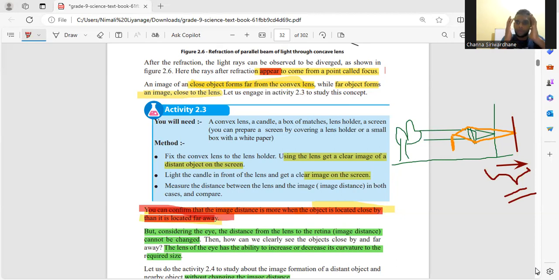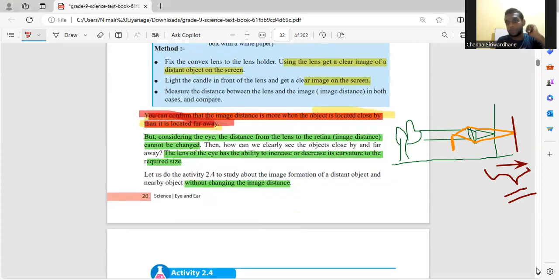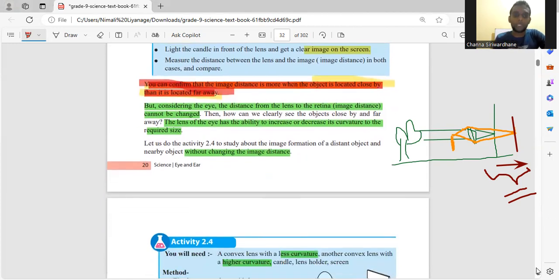So what is the function of our eye to create such clear images on our retina, right? Without moving the lens or the retina here and there, right? This is the mechanism. Now we have read it. But considering the eye, the distance from the lens to the retina, that means the image distance.